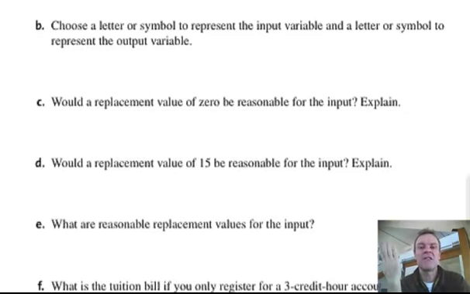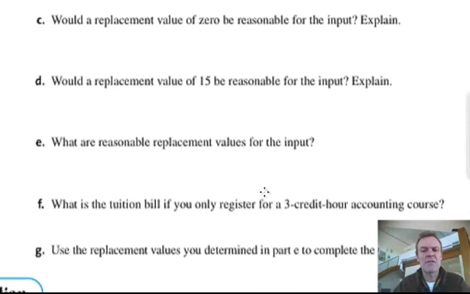Somebody might be taking 15 credit hours, but they might be a full-time student. So again, there's no real true or false answer for this. It's just explaining what you think. I mean, you're not going to be taking 200 credit hours. 200 will not be part of the input. You're not going to get 200 on the x-axis. So for reasonable replacement values, I think really we're talking about 1 to 11. You can take 1 credit hour if you want to. You can take 11 because, remember, we're taking fewer than 12 in the question.